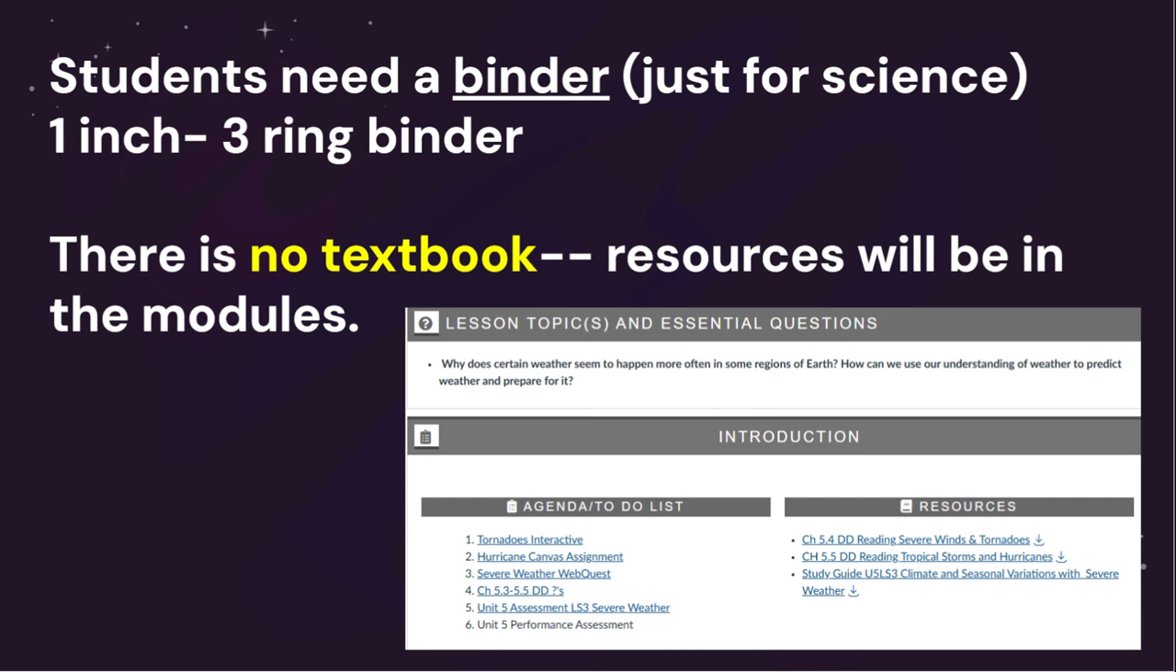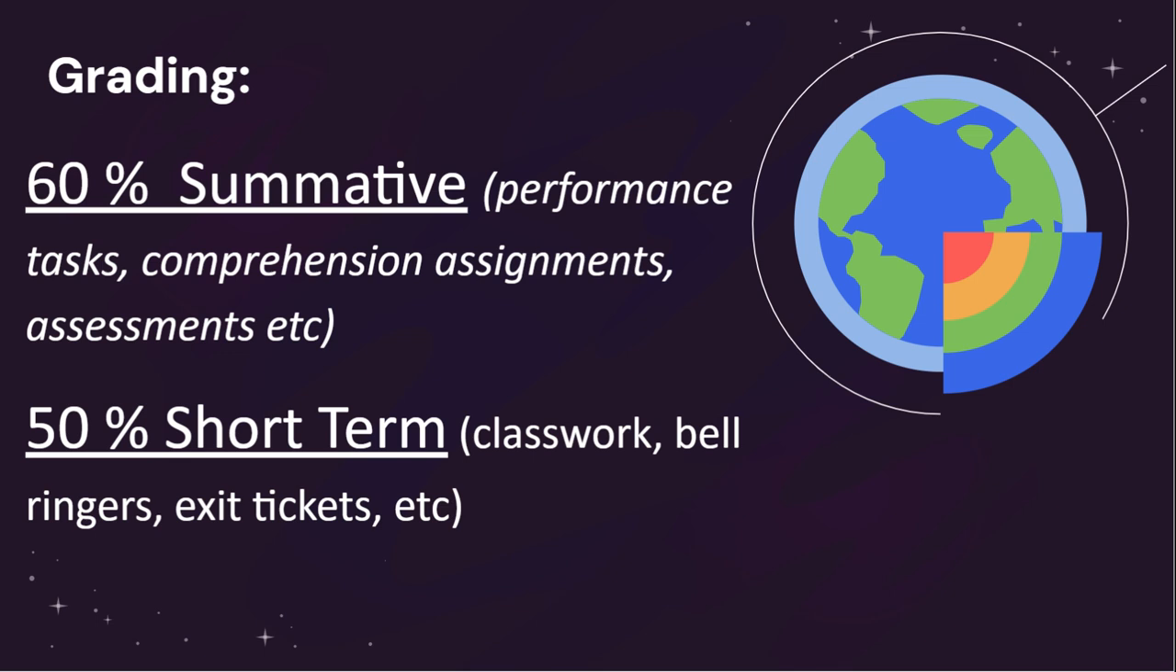So for this class, for earth science, I'm asking the students to have a binder just for class. It doesn't need to be a big mama binder, like 1 inch, or if you want a little smaller than 1 inch, it's about like 30 pages per unit. So there's no textbook for my class. All my resources will be in the module, and there will be either links to websites, or I'll scan a document and have the document on there for you.